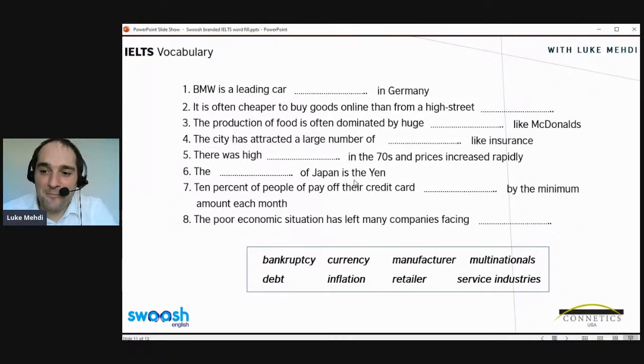Brilliant. So remember, retailers are selling physical products to the public, manufacturers producing physical products, services... This is not a physical product. It's something like education, financial services like banking and insurance. Okay. Number 5, there was high something in the 1970s or 70s and prices increased rapidly. Oh, Cam's got it. Good, Roxanne. Yeah, for number 4. Number 5, what was high in the 70s when prices increased rapidly?